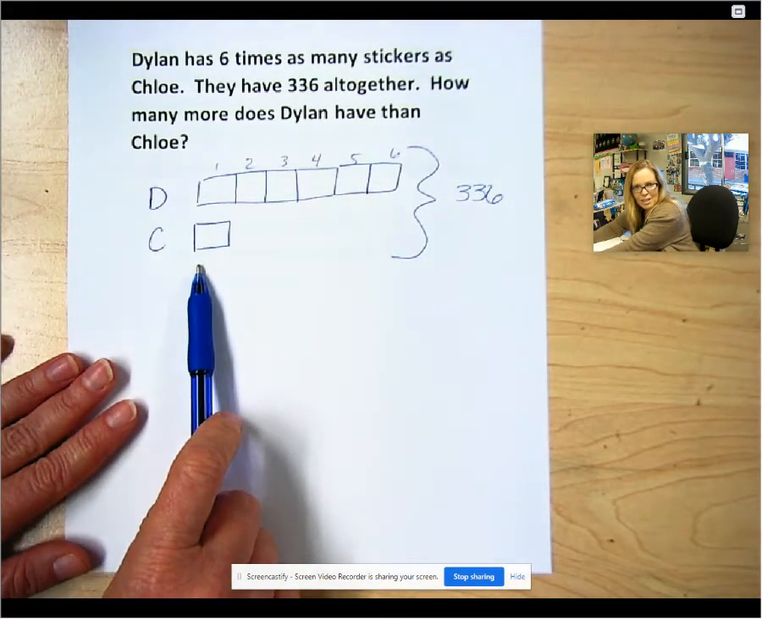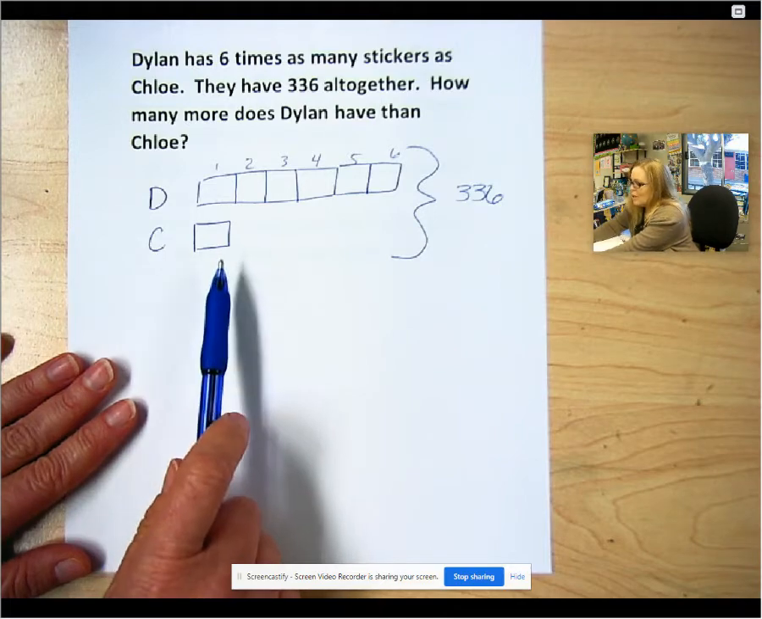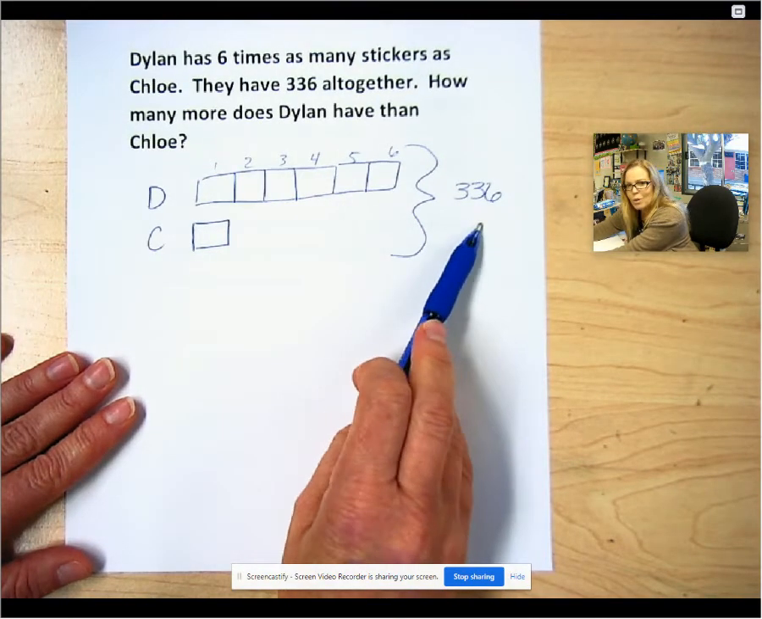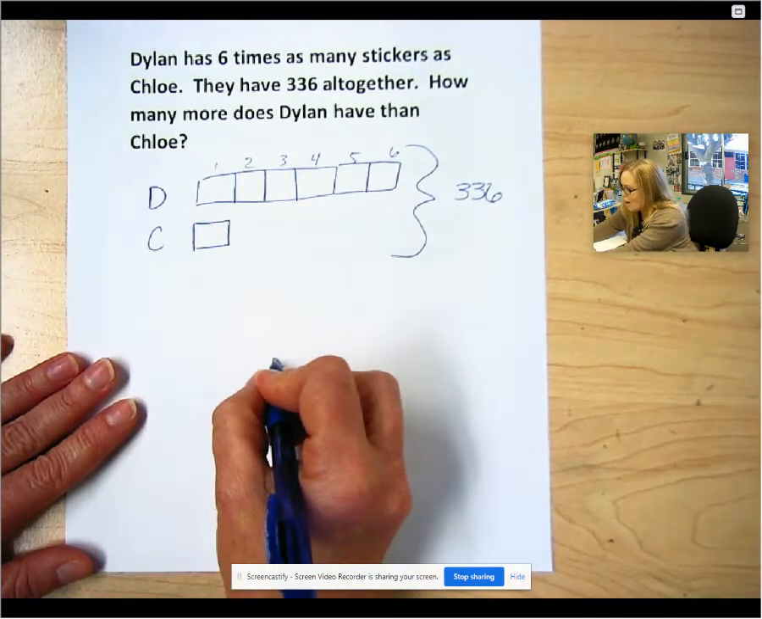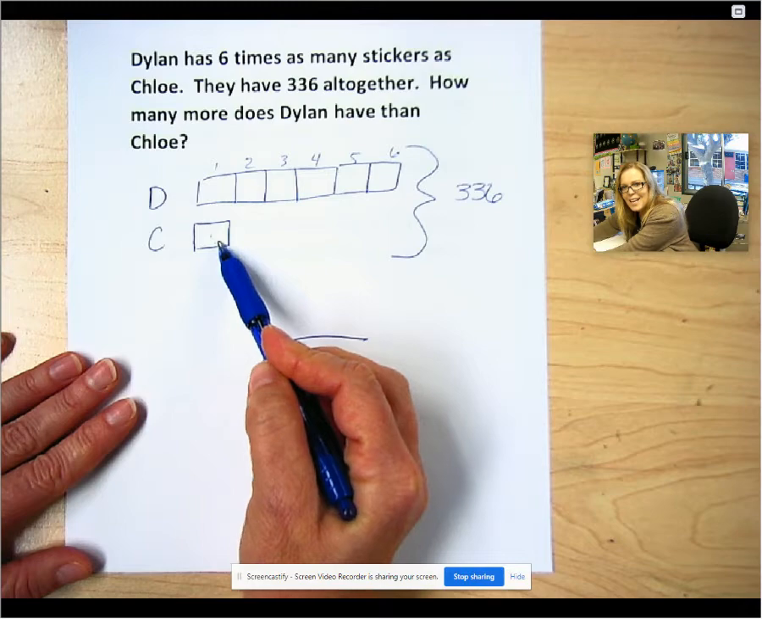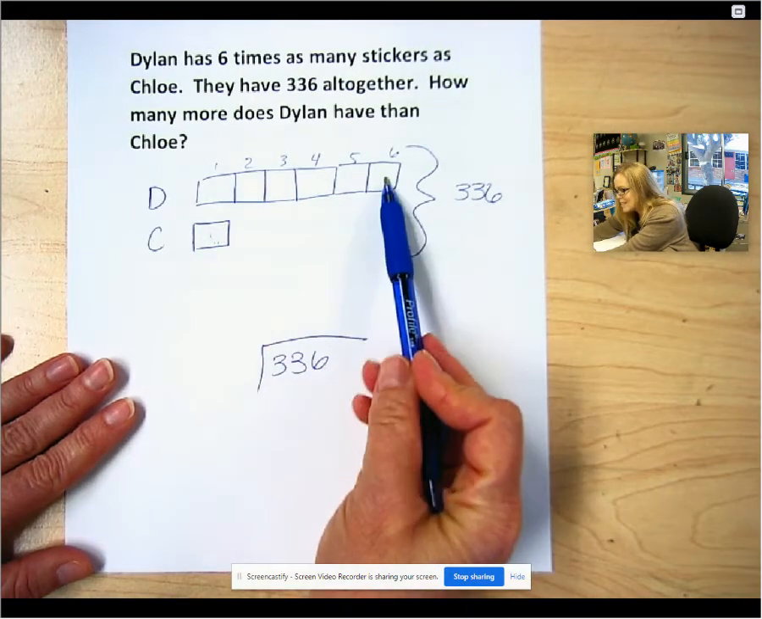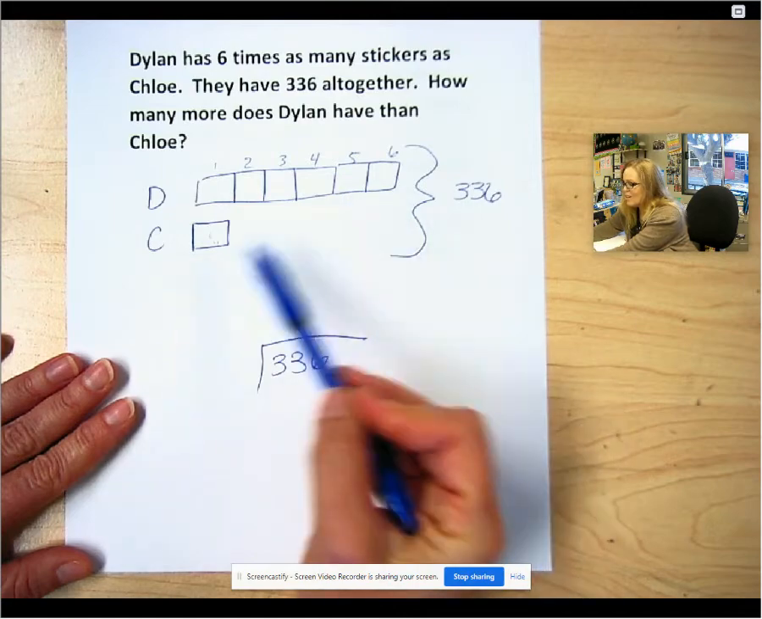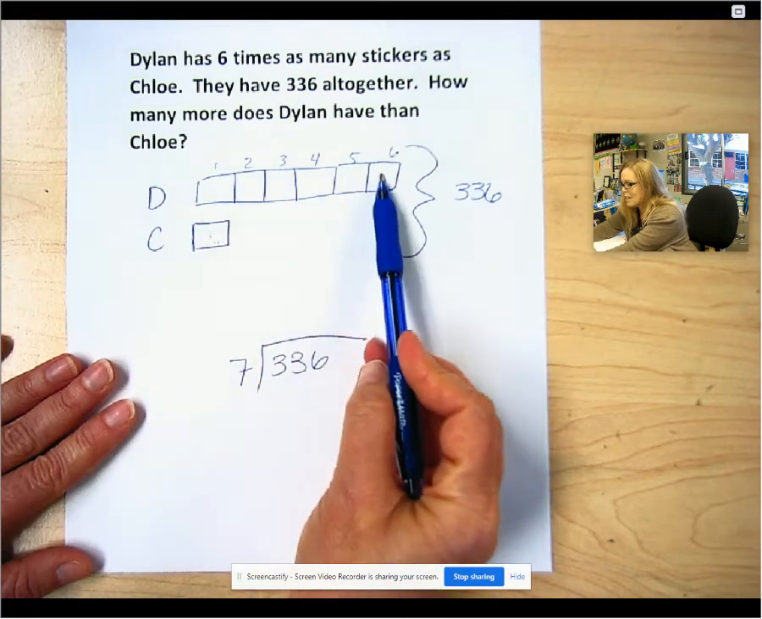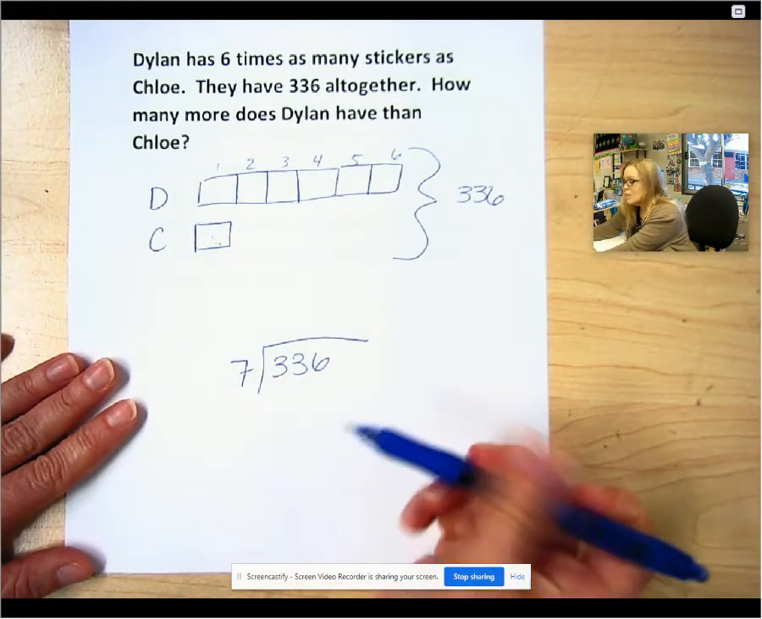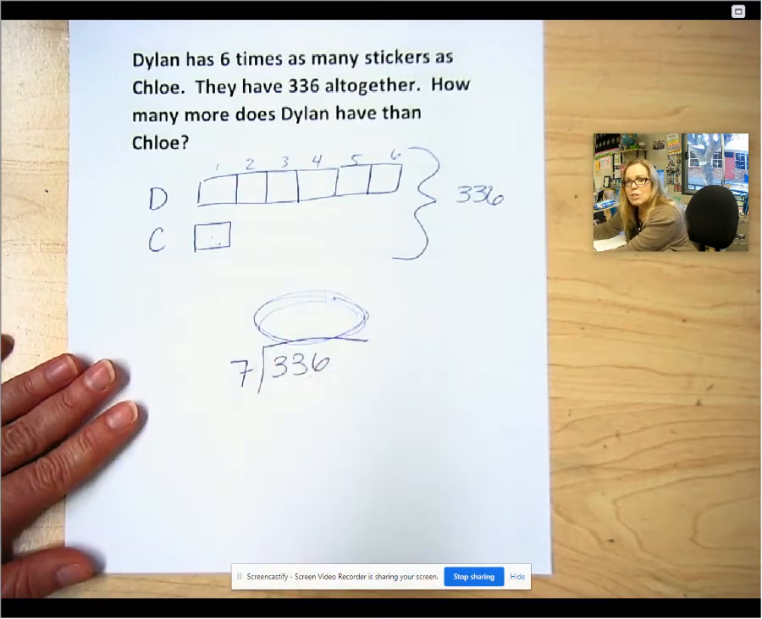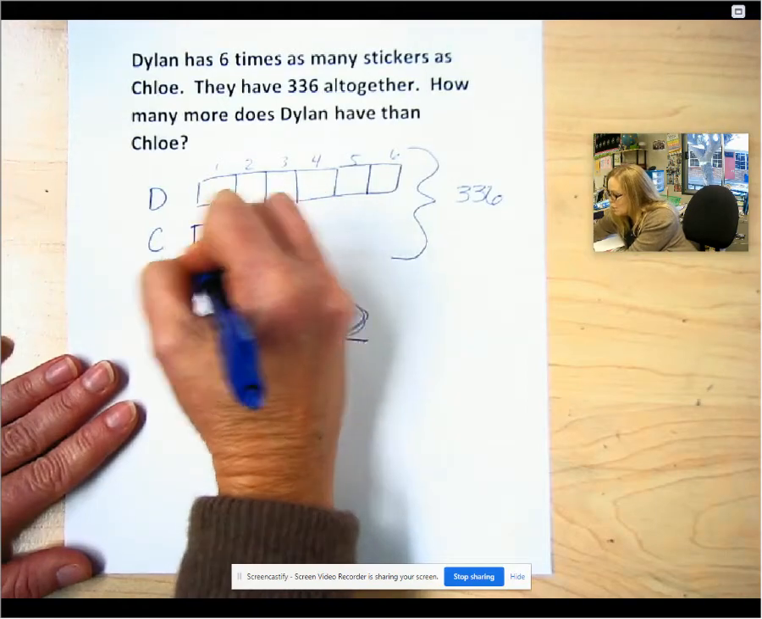Well, nerdy Nawg-Dawgs, we know that we can take the total amount and divide the total by how many units to solve. Now, when we do division of how many units, be sure to include this part. It's not 336 divided by 6. It's 336 divided by 7 units. Aha! Because he has 6 times as many, but Chloe still has 1 unit. So that's what you need to know. Now, what does your answer tell you? The answer tells you the value of 1 unit.